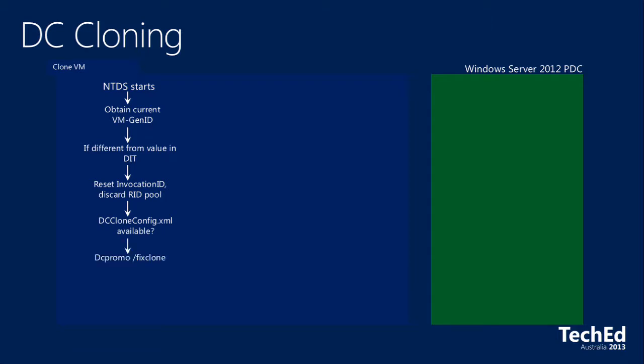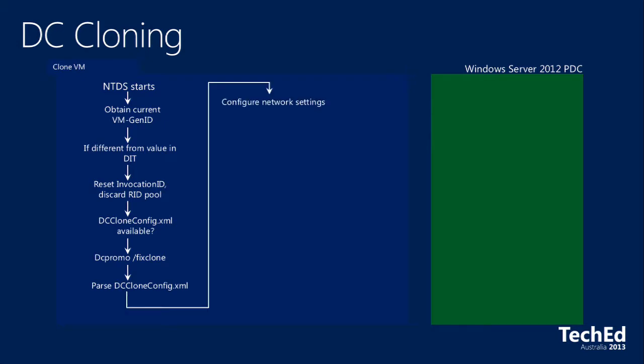It runs through the process of doing a DC promo, so we've still called it DC promo even though it's not really DC promo. It runs it with the fixed clone attribute, parses the XML file to see which components are incompatible and make sure they're kept out. It configures the network settings, because I can't use the same network settings that I was using before. Remember, domain controllers typically have fixed IP addresses, and I don't want to give myself the same fixed IP address as the guy I got cloned off.